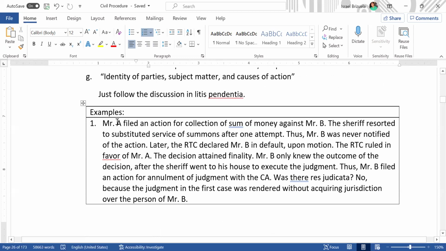Example, Mr. A filed an action for collection of sum of money against Mr. B. The sheriff resorted to substituted service of summons after the attempt. Thus, Mr. B was never notified of the action. Later, the RTC declared Mr. B in default upon motion. The RTC ruled in favor of Mr. A. The decision attained finality. Mr. B only knew the outcome after the sheriff went to the house. Mr. B filed an action for annulment.